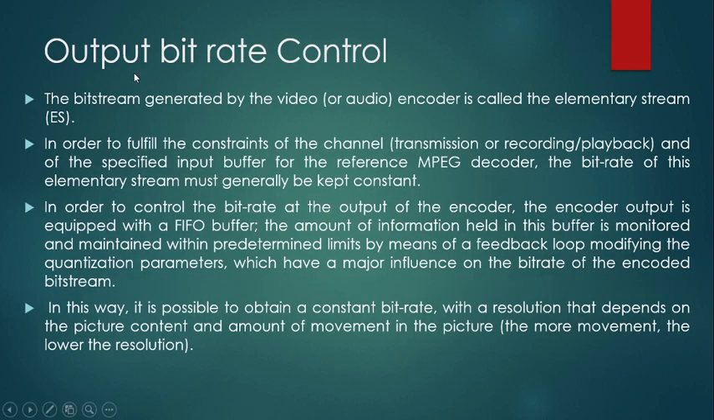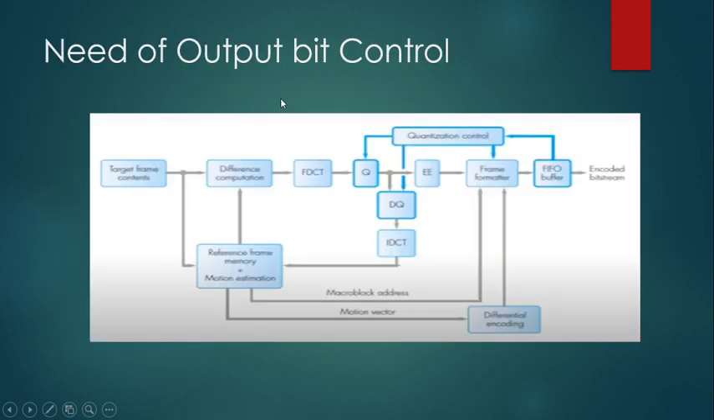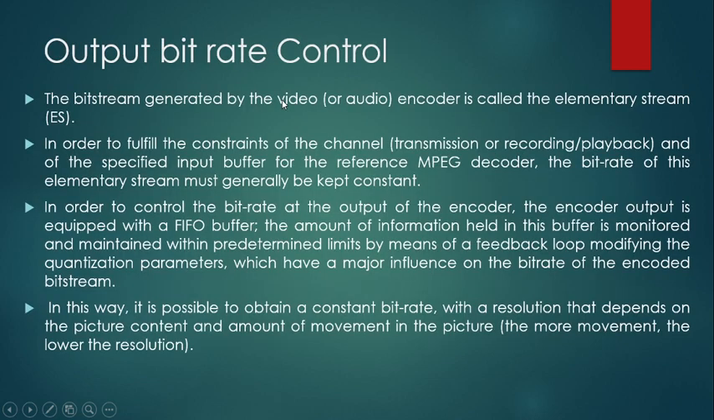Now coming to the output bitrate control. The bit stream generated by the audio or the video encoder is called our elementary stream. But understand that there are many limitations. If we have to construct an encoder depending upon what frame we are using, first of all, there may be limitations upon the channel. So we need to maintain a constant bitrate at the output of the encoder.